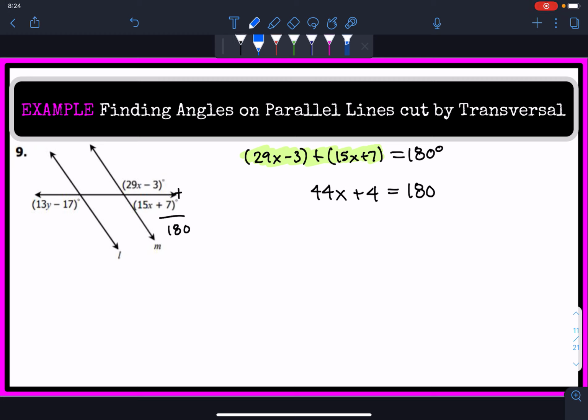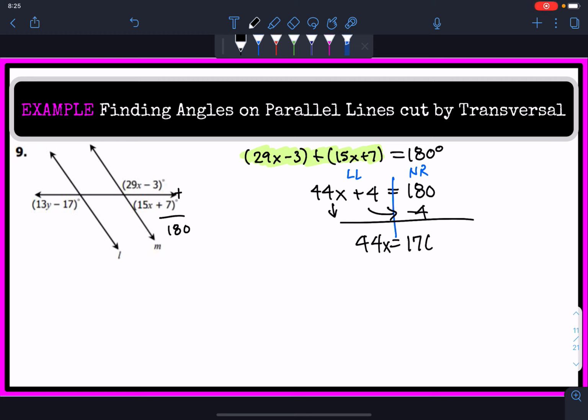Now we can perform our letters to the left, numbers to the right, and we move the positive 4 to the right side, making it negative 4. We bring down the 44x, and this is equal to 176. We're going to then divide by 44, and we get 4. The value of x is equal to 4.